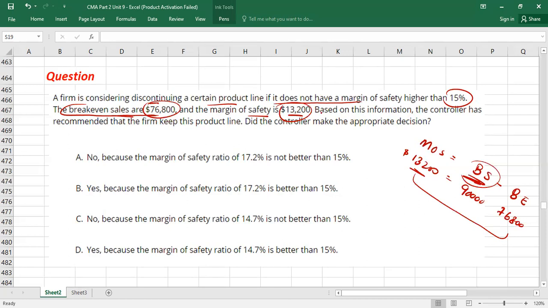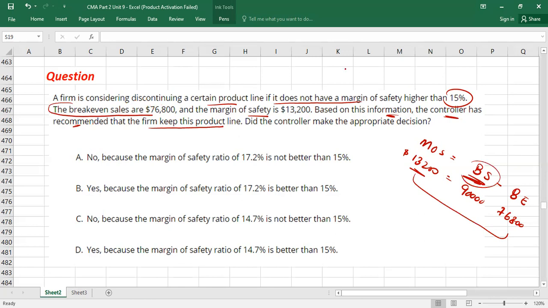Then they are saying that based on this information, the controller has recommended that the firm keep this product line. Obviously this data is relevant to a specific product. So the controller is saying that we should keep it.